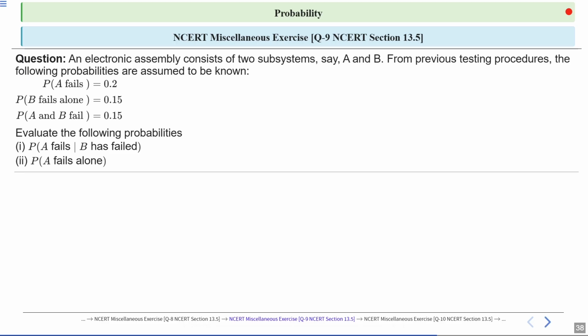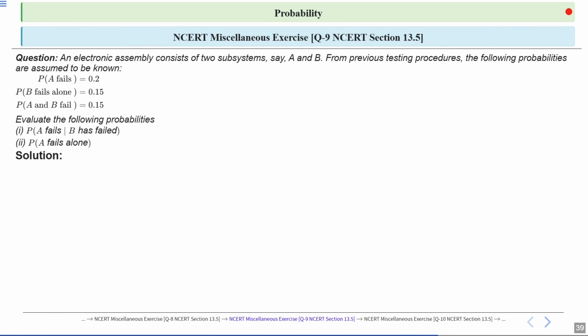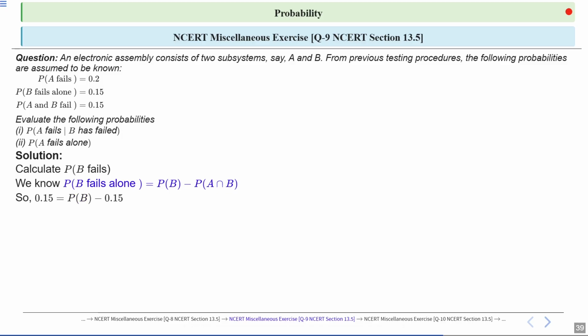So now we will see the solution. Let's start the solution step by step. To calculate the probability that B fails, we know probability of B fails alone equals probability of B minus probability of A intersection B. So 0.15 equals probability of B minus 0.15. Therefore, probability of B equals 0.15 plus 0.15, equals 0.3.